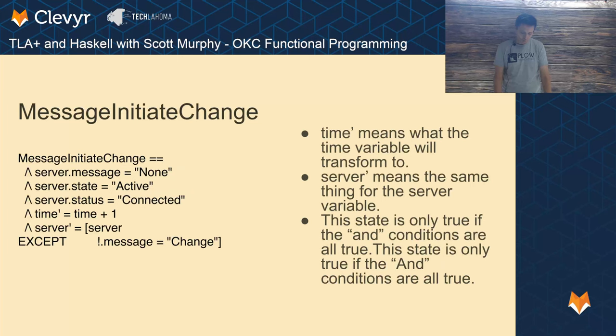Okay, so initiate change. Now we're going to look at each of these pieces. These little or statements are what create the branching nature of your model. Every or is a path that TLA can walk down to see how the model behaves. So this first one, message initiate change, what is it doing? First, look at the and statements there. It's saying that we're only going to run initiate change if we have no message in the queue, and also that the state of the system is active and that the system is connected.